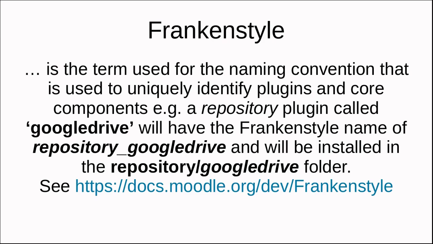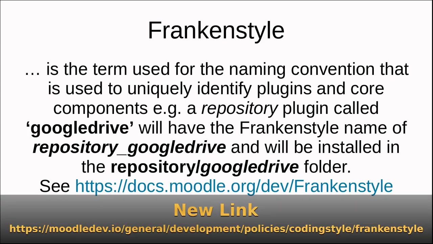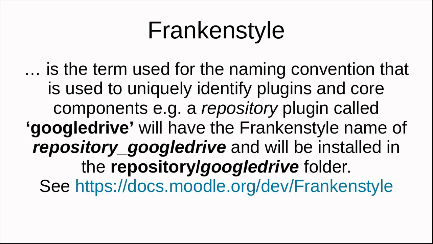So the format of it is kind of simple. For example, a repository plugin called Google Drive will have the Frankenstyle name of repository_googledrive and will be installed in the repository/googledrive folder. And there's a link there to look at Frankenstyle in more detail, but we will be using this throughout the course and you'll soon get quite used to it. So it's basically type of plugin plus the name of your plugin separated by an underscore.